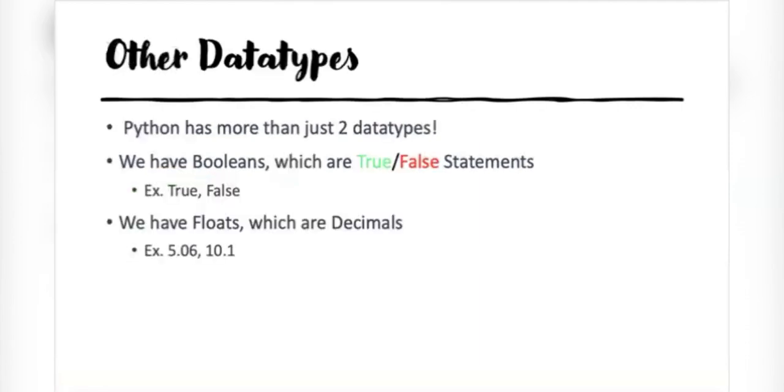So here are some other data types you may want to know while using Python. Python has Booleans as well, which are true-false statements. To write a Boolean, I would simply use True or False, making sure that the first letter is capital. We also have floats, which are decimals. Like I said, integers are only for whole numbers. So if you put a decimal in, it won't be an integer. It's rather a data type called a float. For example, if you want to write 5.06, we simply write 5.06, and it changes the type from an integer to a float.